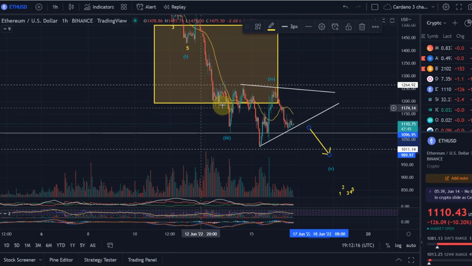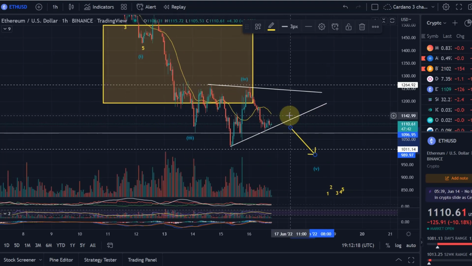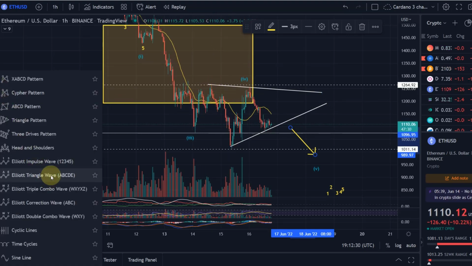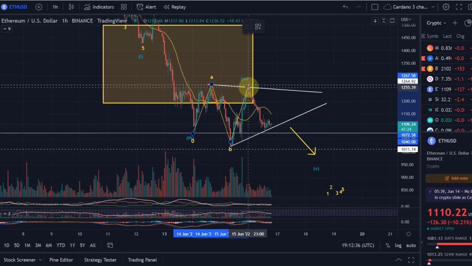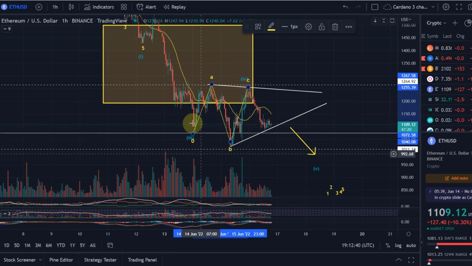So not much change since the last video, but we came down from the high here, as expected, to the downside. And I told you that this could be a running flat pattern, which would mean that this wave 4 that you can see on the chart consisted of 3 waves. A, B, C, very similar to Bitcoin, would be a running flat pattern as it is. And after that, we start the wave down already here.